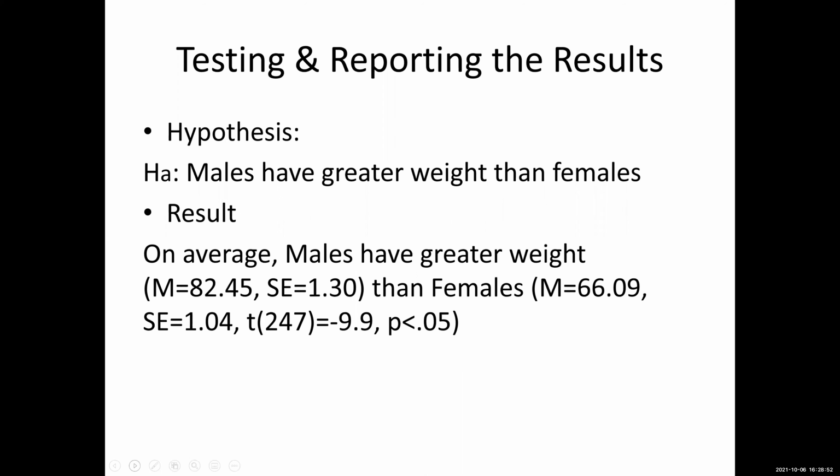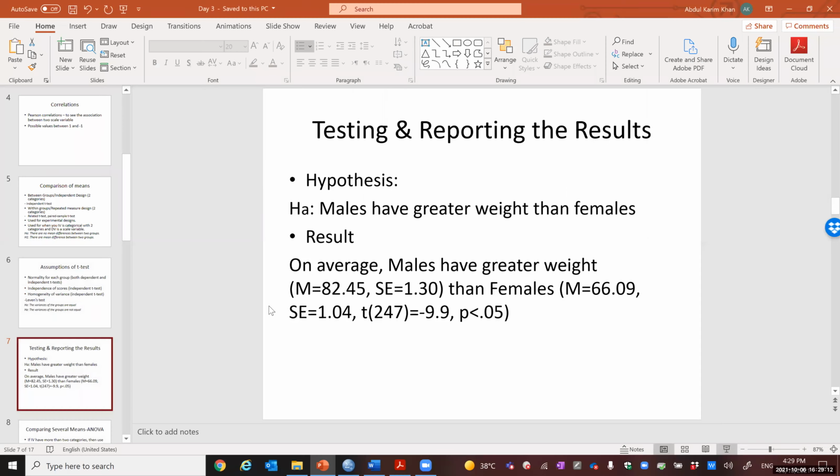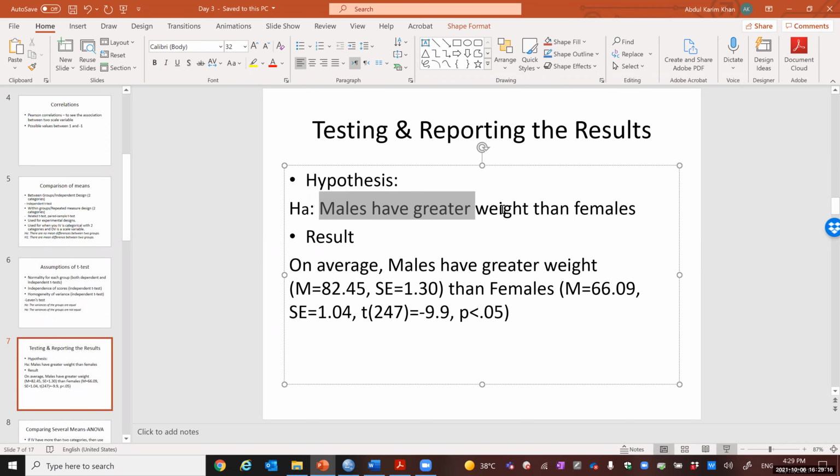Okay, moving on. Now let's suppose that this is our alternate hypothesis: that males have greater weight than females. So how can we test that? This is what I'm going to do now. This is the hypothesis we are interested in. We have hypothesized that males have greater weight than females in our sample.